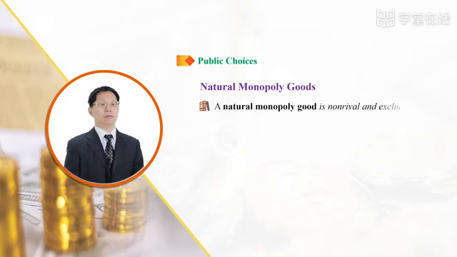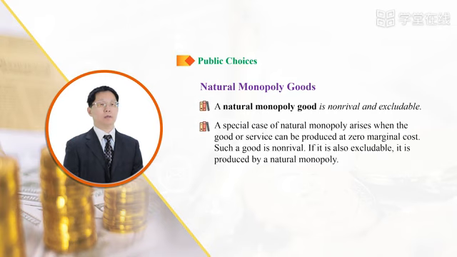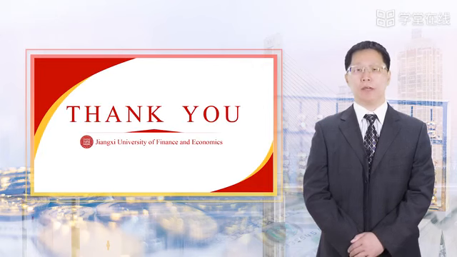A natural monopoly good is rival and excludable. A special case of natural monopoly arises when goods or services can be produced at zero marginal cost. Such a good is non-rival. If it is also excludable, it is produced by a natural monopoly. The internet and cable television are examples. This is the end of session 1.